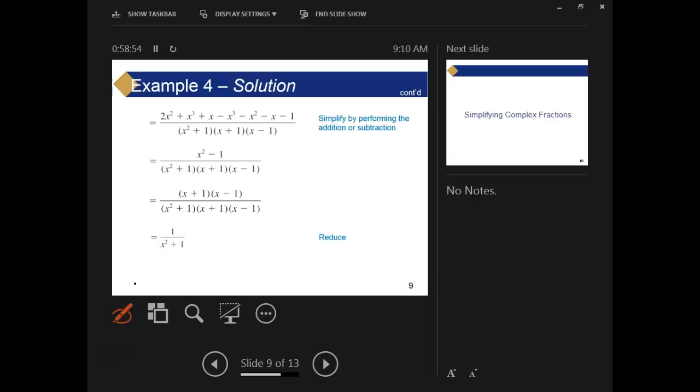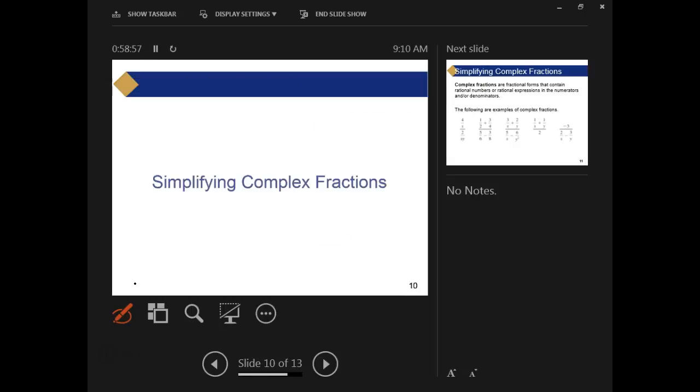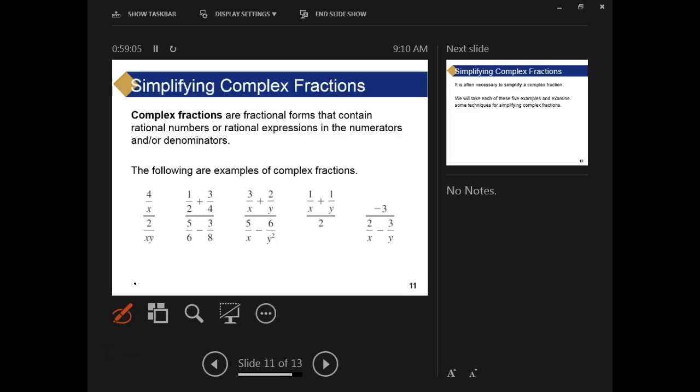That was example 4. Now we're moving to simplifying what they call complex fractions. I call them complicated fractions. They're fractions within fractions. Here are some examples of them. Complex fractions are fractional forms that contain rational numbers or rational expressions in the numerators and/or the denominators. Here are some examples of complex fractions. 4 over x, over 2 over xy. Okay? Obviously, a fraction in the numerator, a fraction form in the denominator, a rational expression in the numerator, and a rational expression in the denominator, and then you've got rational expressions and two rational expressions.